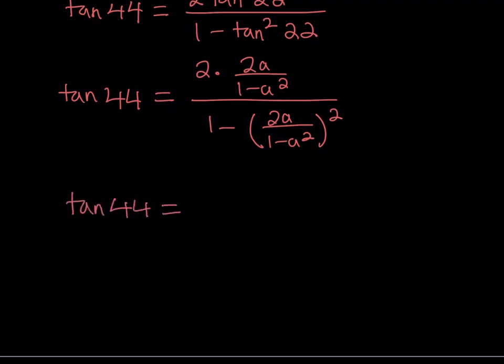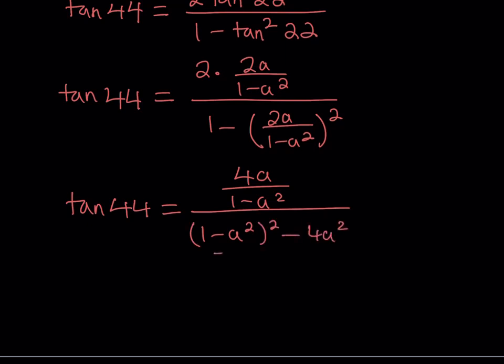Now, how do I write this in the simplest form? Let's do some algebra here, a little manipulation here and there. The numerator is going to be 4a over 1 minus a squared, and for the bottom, if you square this, it's going to be the quotient of squares. To make a common denominator, the bottom is the quantity 1 minus a squared, squared. So you're going to have to multiply 1 by that. It's going to be 1 minus a squared, squared, minus the quantity 2a squared, which is 4a squared, and that should be divided by 1 minus a squared, squared.